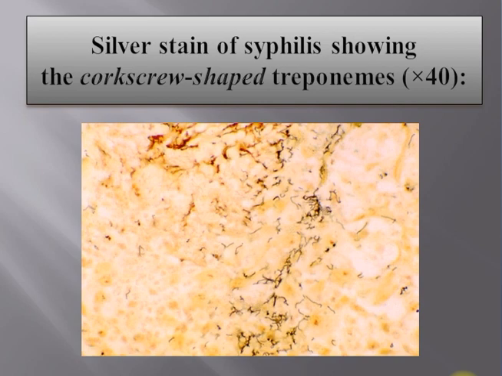The exudate is mixed with 1 or 2 drops of saline on a glass slide and covered with a plastic cover slip, and then is examined under a dark field microscope.